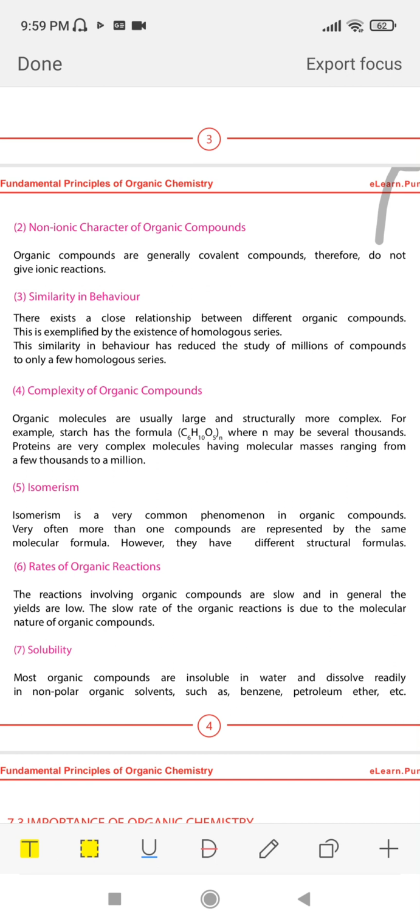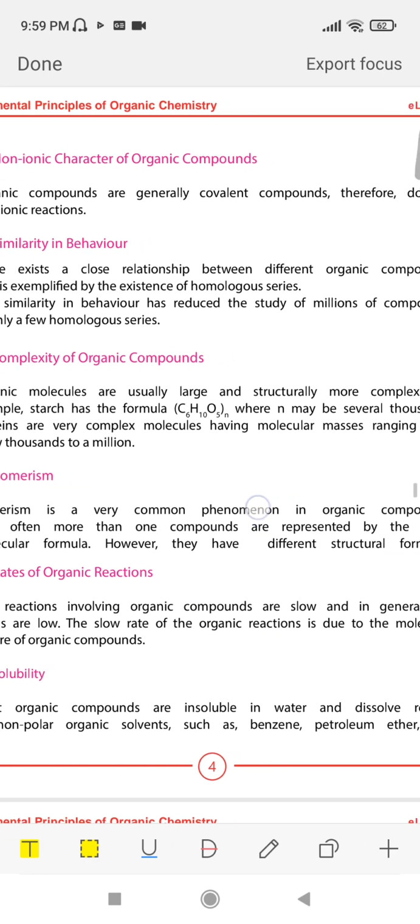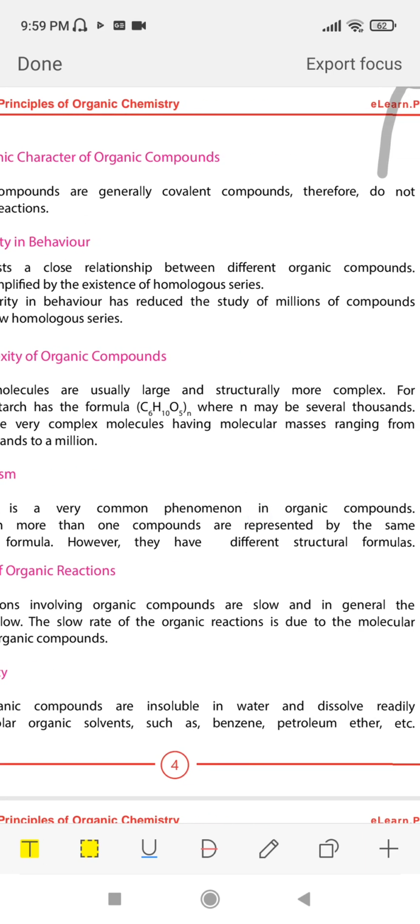The fourth property of organic compounds is their complexity. Organic molecules are very large and structurally more complex. They are not simple compounds. For example, starch has the formula C6H10O5 to the power n, where n may be several thousand. Its number varies from one to many thousand.